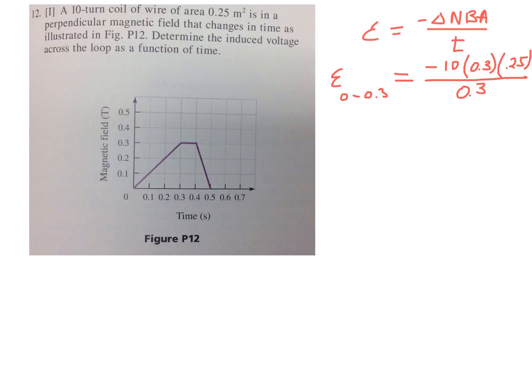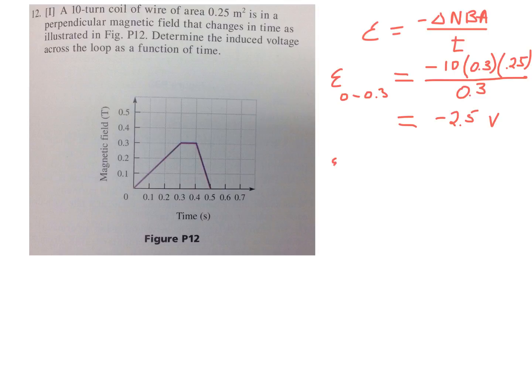That's kind of nice mathematically, because if you do the math there, the 0.3 is canceled. 10 times 0.25 is 2.5. Let's call that negative 2.5 volts, joules per coulomb. So that's our first induced voltage as a function of the time from 0 to 0.3. It's constant at negative 2.5. It's constant rate of change of the magnetic flux.